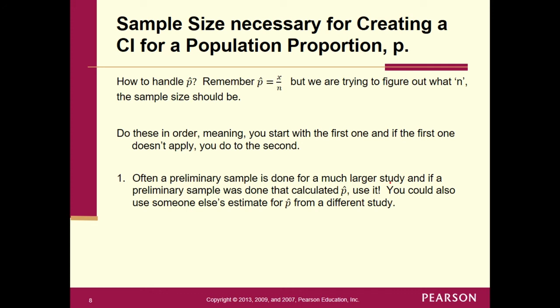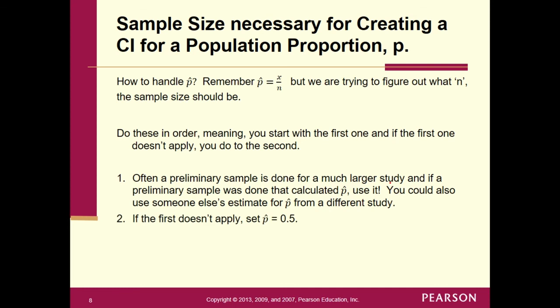You could also use someone else's estimate for p hat from a different study if you trust what they've done, if they're defined exactly the same way. So you can do that. You start with the first one. If you got it, use it. If you have an estimate for p hat, go ahead and use it in the formula.